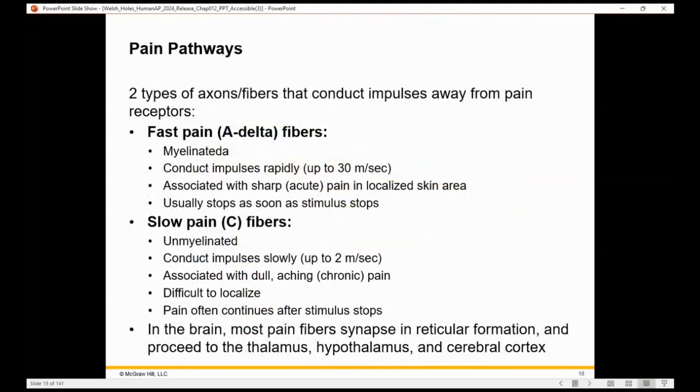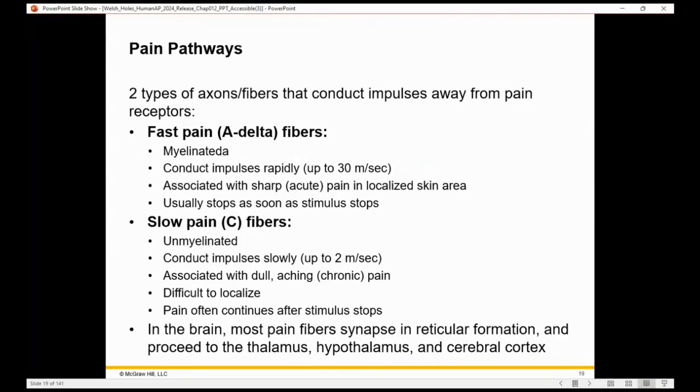There are two types of axons or fibers that conduct impulses away from pain receptors. Fast pain A delta fibers, also called myelinated, conduct impulses rapidly, up to 30 meters per second.